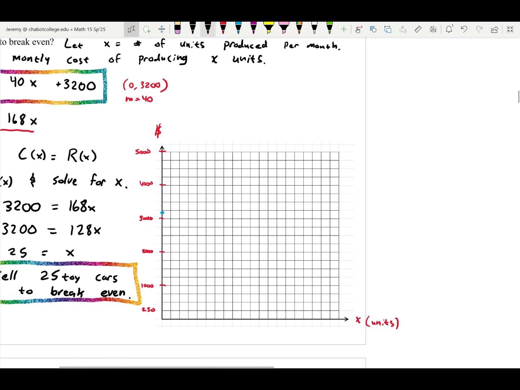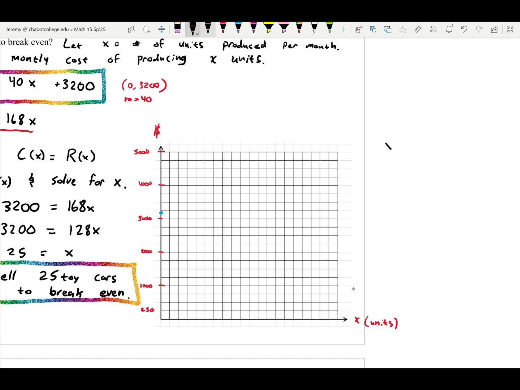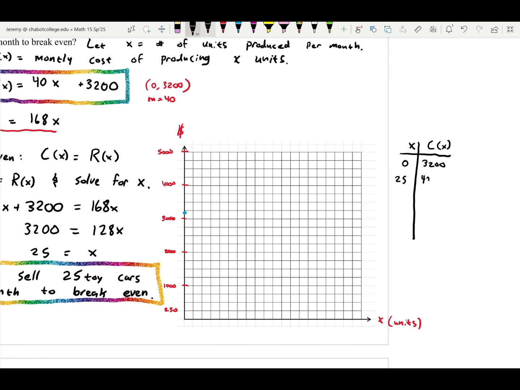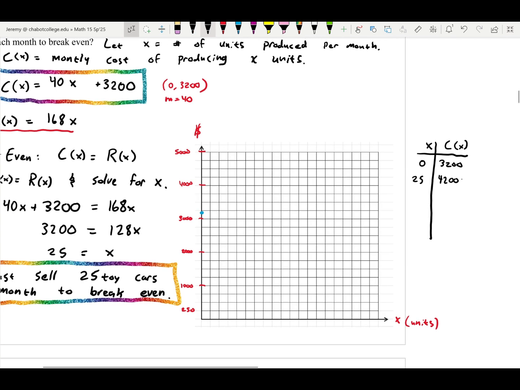It might make sense to do a little table of values though. So over here, off to the side, I could have input values x and output values C of x, which I could obtain by just plugging into my cost function, right? So I know if I put in 0, I get 3,200. Let's put in 25. If I put in 25, I get out 4,200. Okay, so 4,200 is the cost of operating if I produce 25 toy cars in a month.